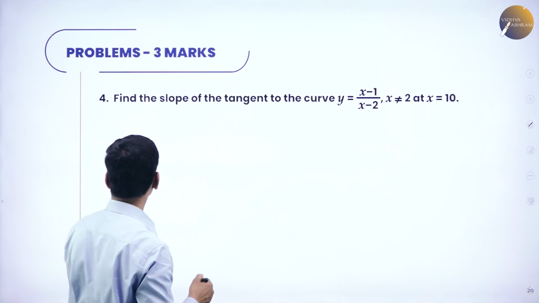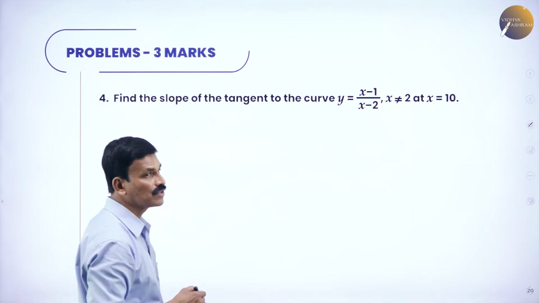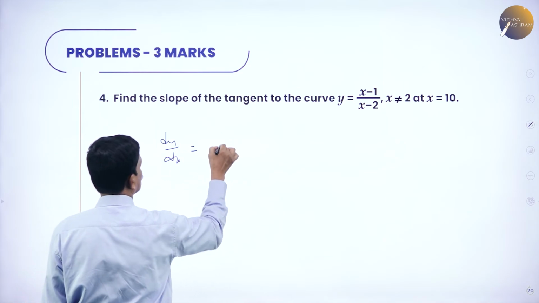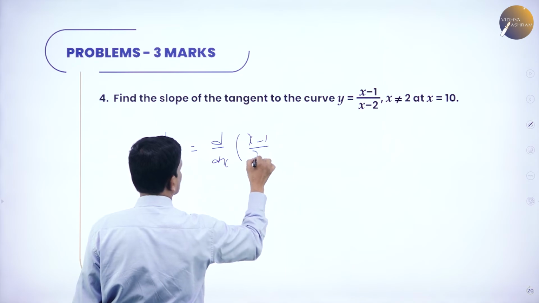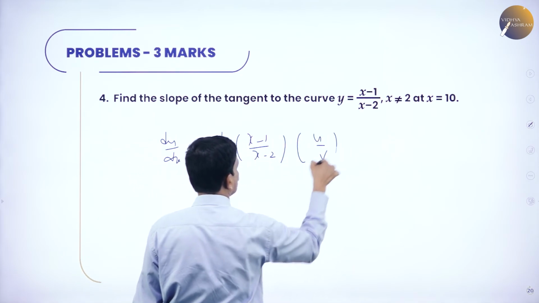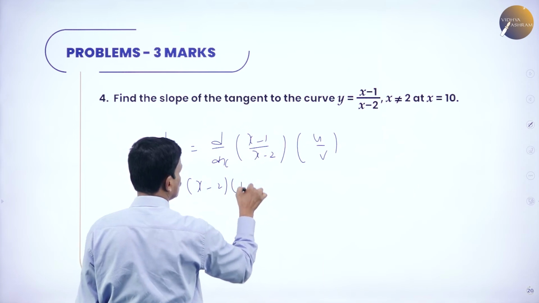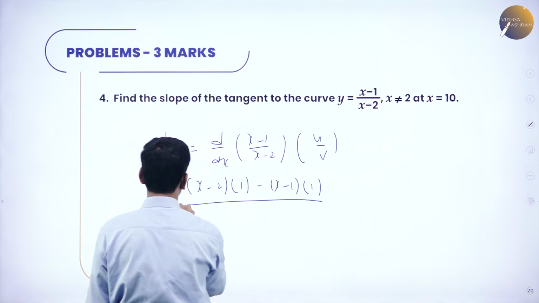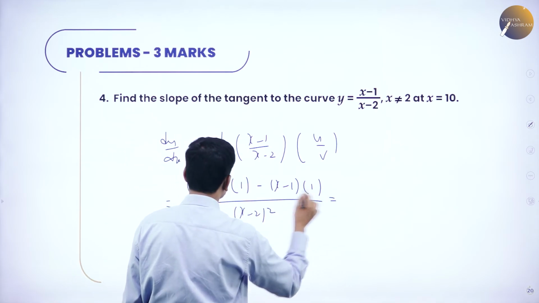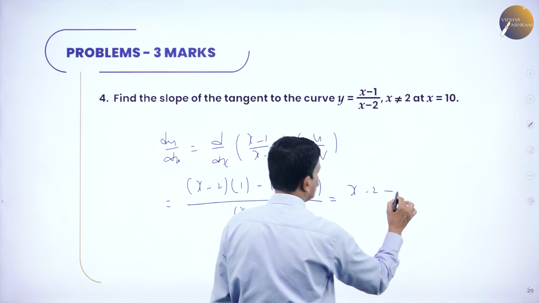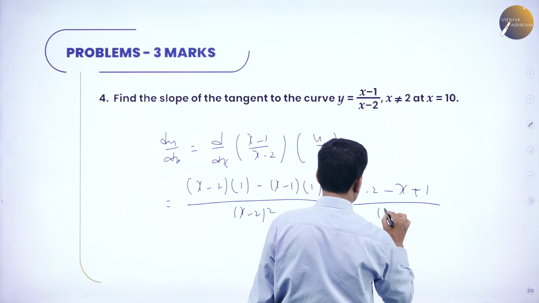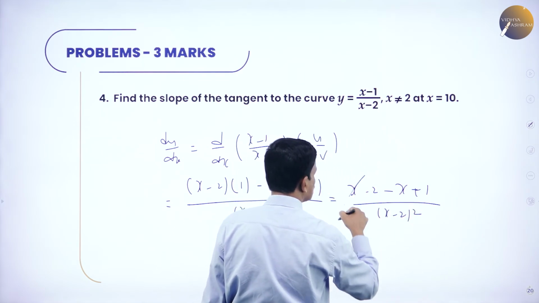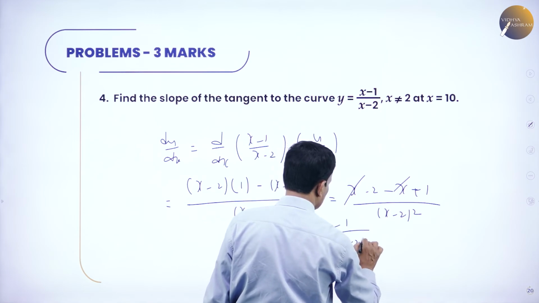Okay. Now let us come to the next. Find the slope of tangent to the curve y is equal to (x minus 1) by (x minus 2) at x is equal to 10. Same type. Now differentiate this. dy by dx is equal to d by dx of (x minus 1) by (x minus 2). This is the u by v method. Denominator (x minus 2) into differentiation of numerator x minus 1 is 1, minus numerator (x minus 1) into differentiation of denominator is 1, divided by denominator square. So this is nothing but x minus 2 minus x plus 1, divided by (x minus 2) whole square. So therefore dy by dx is equal to, x minus x gets cancelled, minus 1 divided by (x minus 2) whole square.